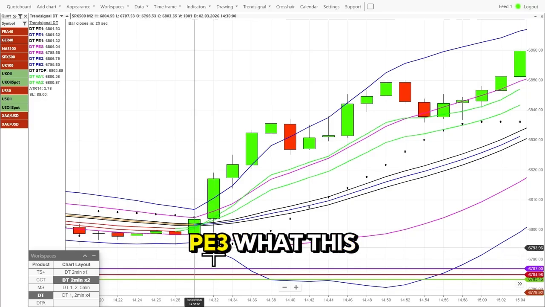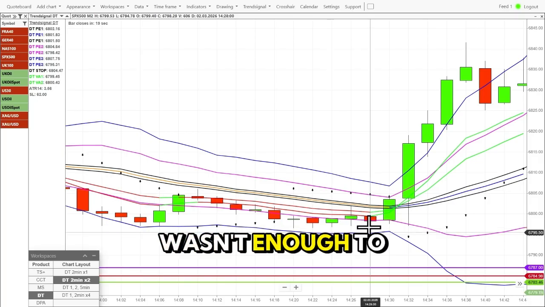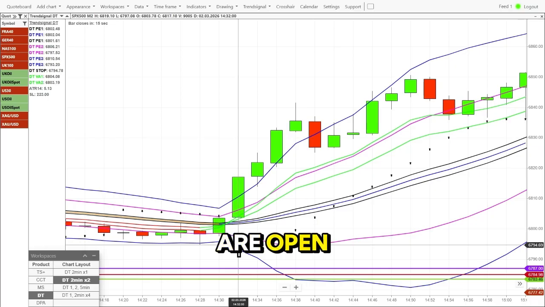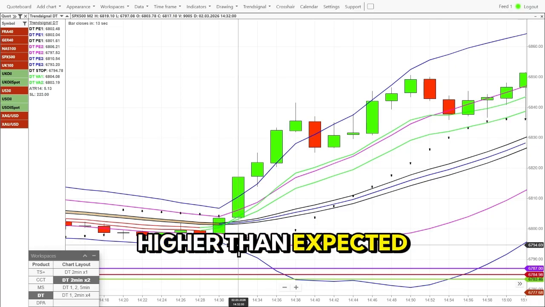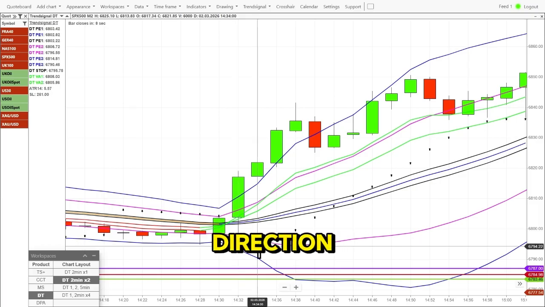We call this PE3. What this means is that the sell-off before the market open wasn't enough to significantly stretch the market. It means we're inside. It means our open will be a little bit higher than expected. Basically, we're in a low energy trade. We haven't got a lot of potential stored in the opposite direction.